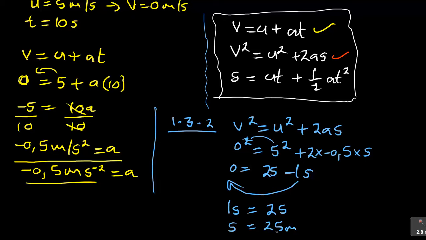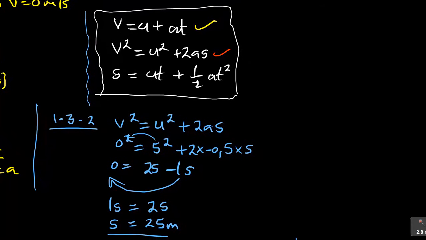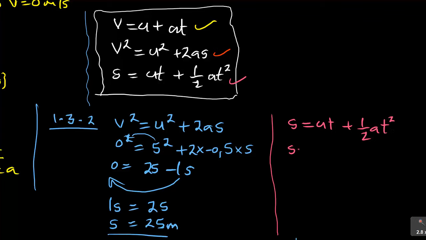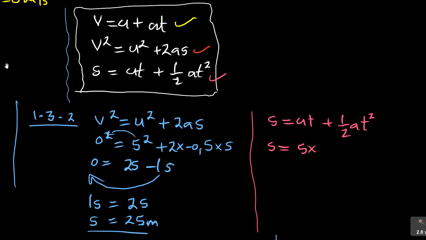Now displacement is measured in meters, so the answer there is 25 meters. Again, I could have used this formula here to say S is equal to UT plus half AT squared, so that I've got S is equal to initial velocity times time plus half acceleration times time squared. Time is 10 seconds, sorry about that.